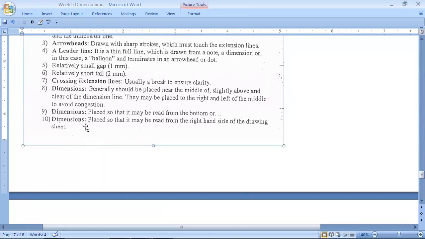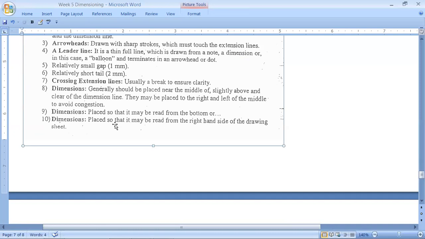Number 9, dimension line, dimension placed so that it might be read from bottom to the top. Reading from lower up. Never place a dimension that you have to read from up down.